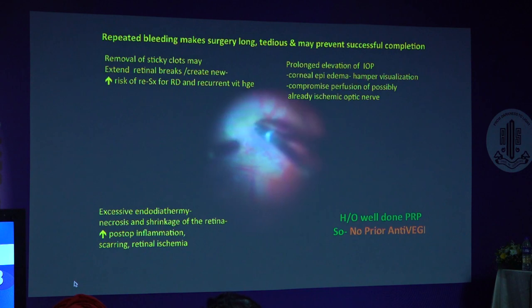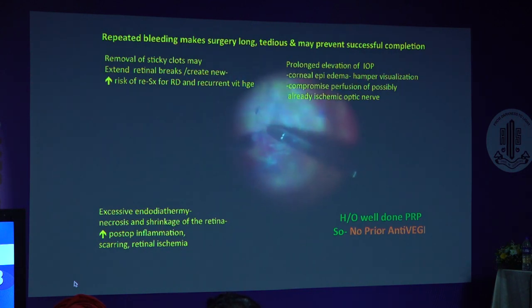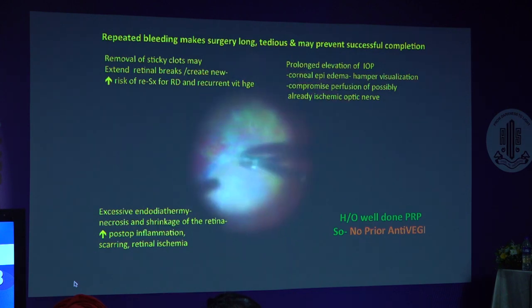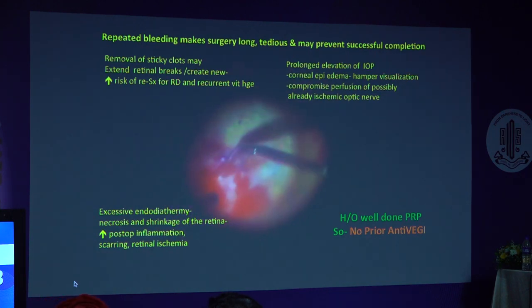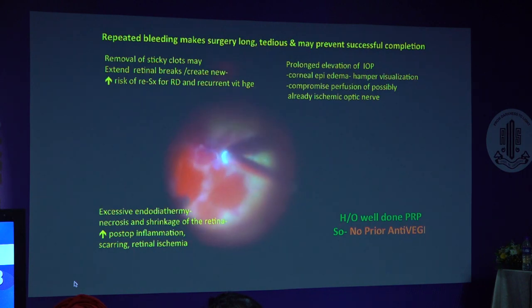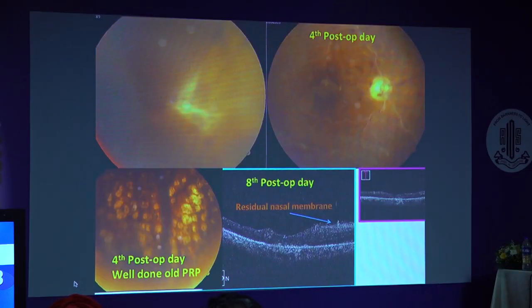Now we are doing ILM peeling. The ILM is very adherent, as we can see, but it helps us dissect the membranes which are otherwise not possible and remove the residual hyaloid completely. You can see we have done almost all the ILM, and it's better controlled now. Still, we can see nasally a residual membrane is present, probably left behind the residual clot where the ILM maybe wasn't removed.